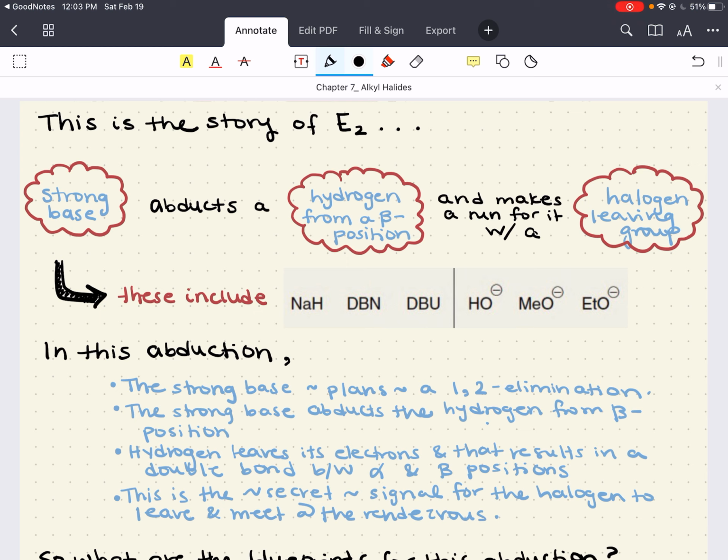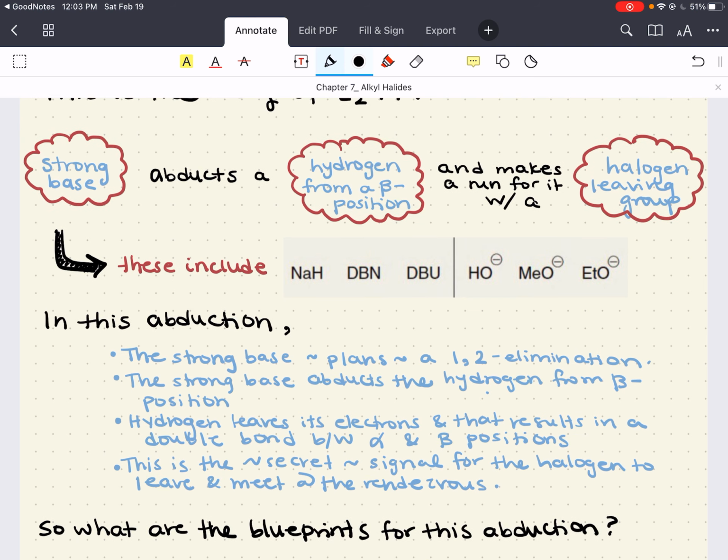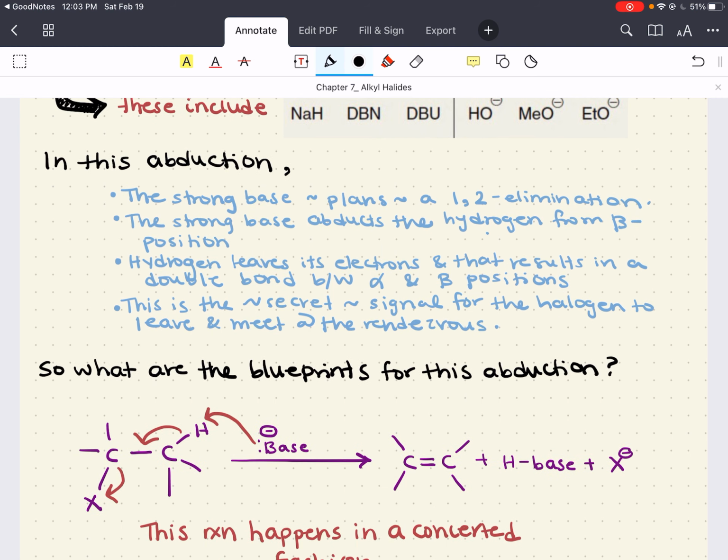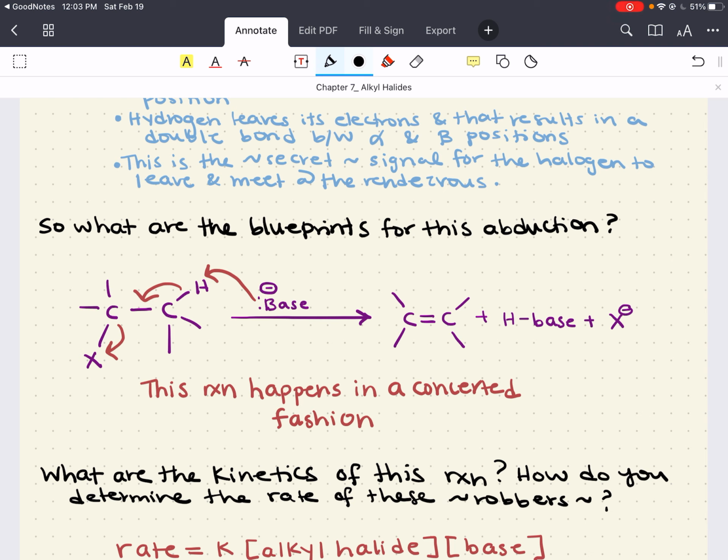In short, a strong base abducts a hydrogen from the beta position of an alkyl halide and makes a run for it with the halogen leaving group. So, what are the blueprints for this abduction? Here we're going to take a look at the mechanism. Notice this reaction, just like SN2, happens all in one step, all in a concerted fashion, all right?